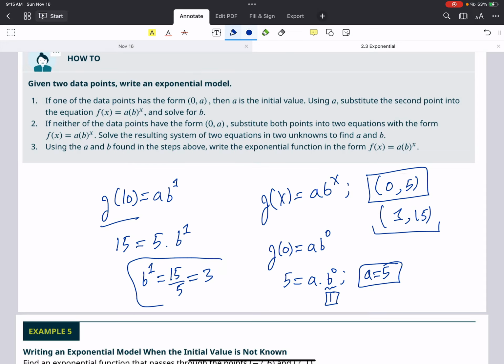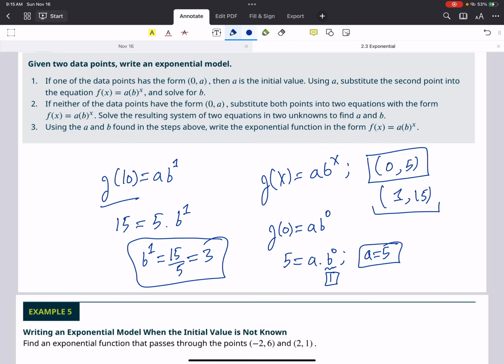Okay, so b equals 3, a equals 5, which simply means that g of x equals 5 times 3 to the power of x, and that is your exponential function. And this is if you're given that x equals 0. If you're given a point where x equals 0, you start with that point, you find a, and then you can simply find b by plugging in the second point.